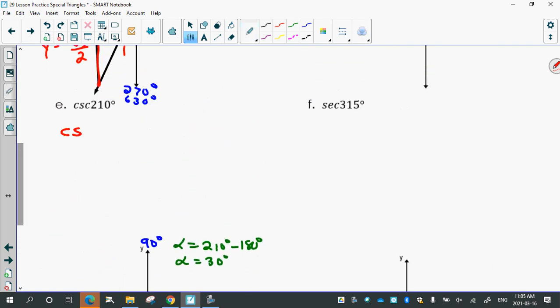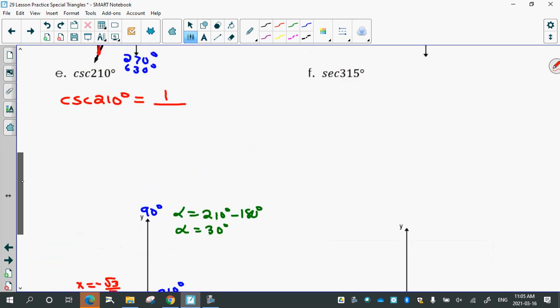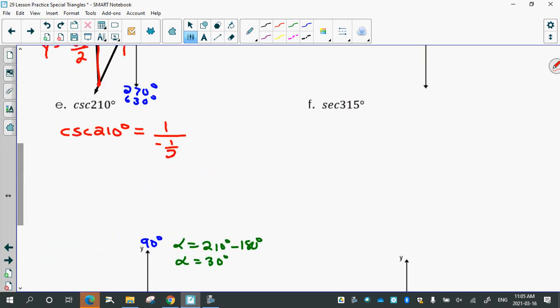Cosecant of 210 degrees. So cosecant is r over y. So it's 1 over the y value, which is negative a half. This is dividing by a fraction. So we know we're going to multiply by the reciprocal, which just ends up giving us negative 2.